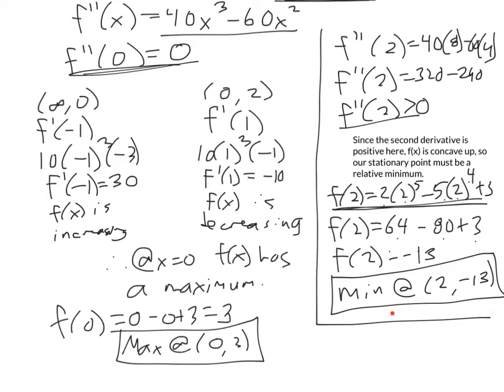So this example sort of gave us a picture of what it looks like when our quicker method worked for one of them, but then it failed for the other one. We sort of had to do the long method here.